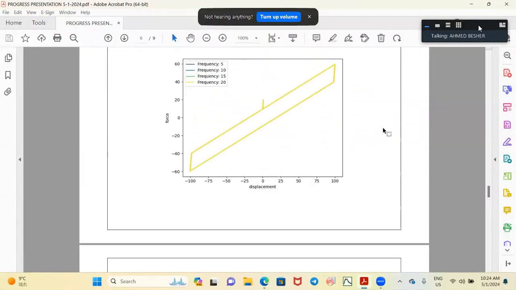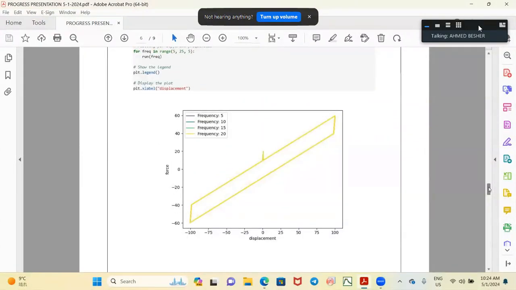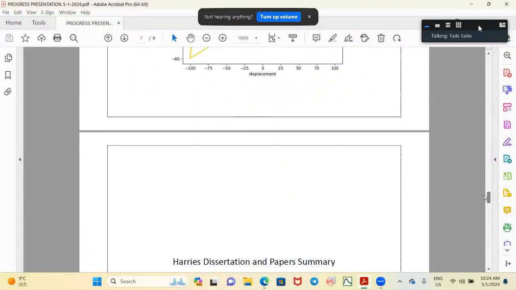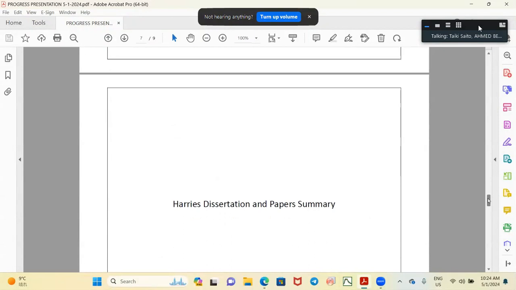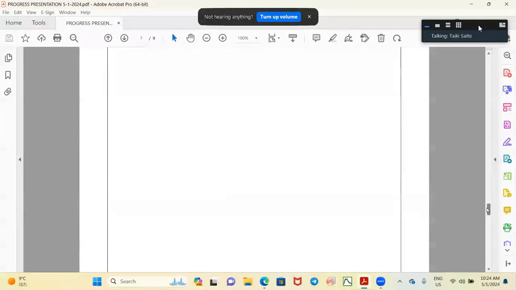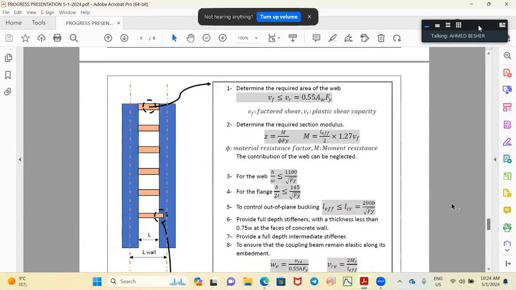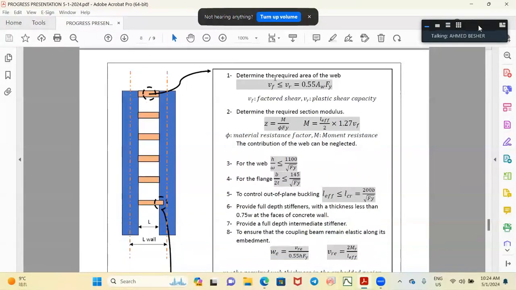Yes, for me, after I prepared these two codes, I also prepared a summary for the dissertation and some papers sent to me by Zafira-san. It's related to Harris. Harris shows how to estimate the dimensions of the coupling beams, many types of coupling beams, but I focus on the steel coupling beams.